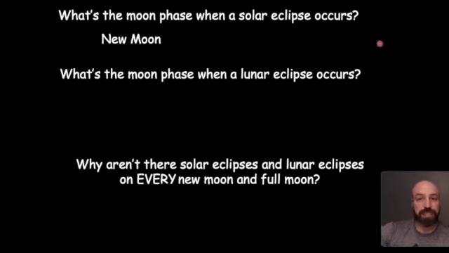How about a lunar eclipse? That can only happen during a full moon. A lunar eclipse occurs when you have the sun and then the Earth and the moon. So why don't we have those every time? Why not every new moon or every full moon?